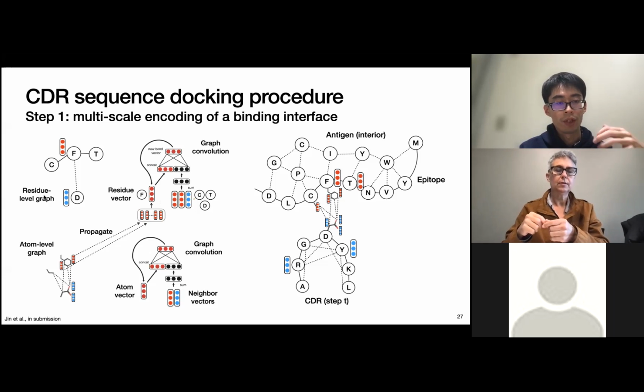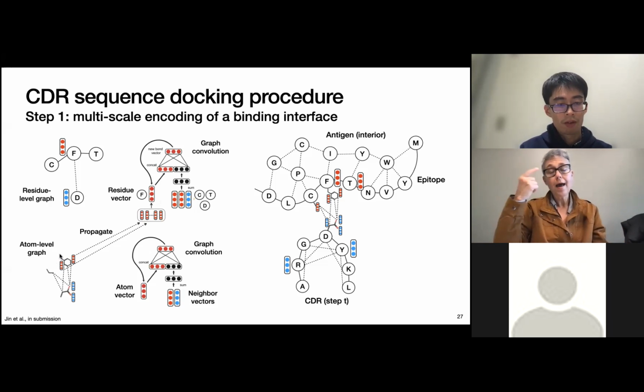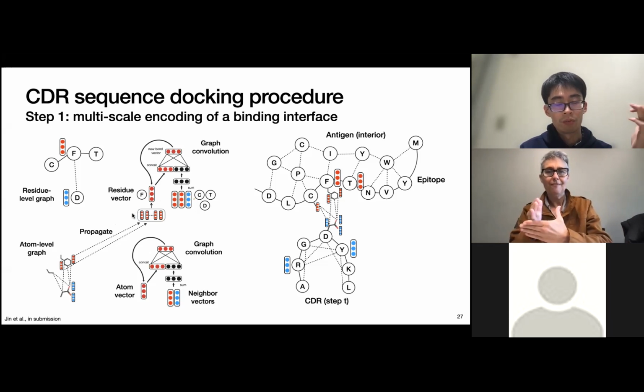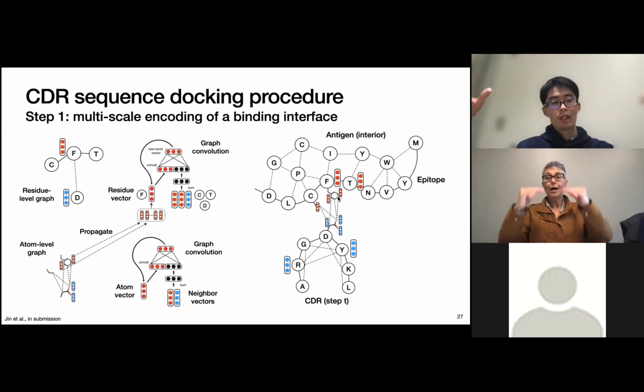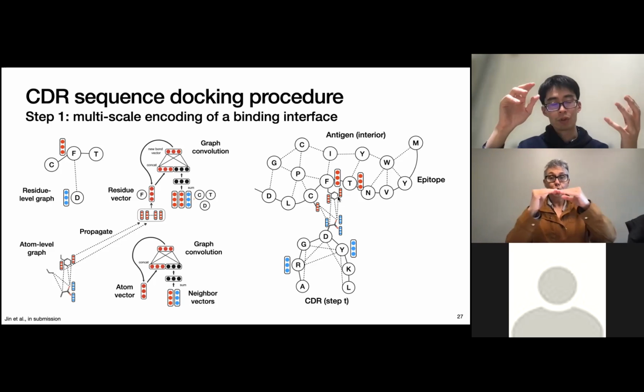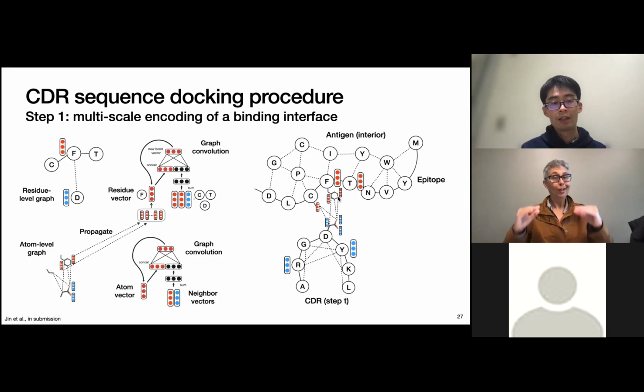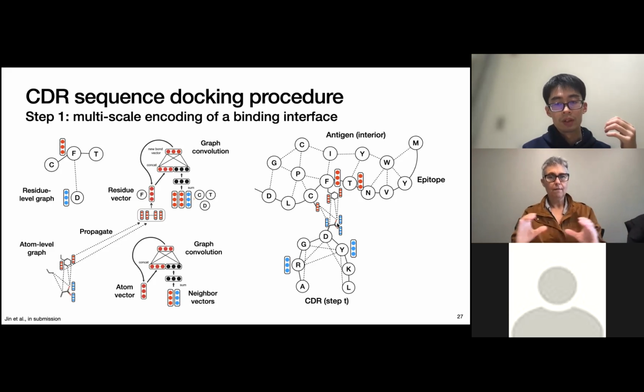this residue level graph, because these side chain atom vectors will get averaged to provide a low-level resolution encoding for this residue F here, right? So basically you will have two-level graphs. On the residue level graph, you do graph convolution, but you also have a lower level atom level graph that also runs graph convolution, and you get these atom embeddings and the residue embeddings.